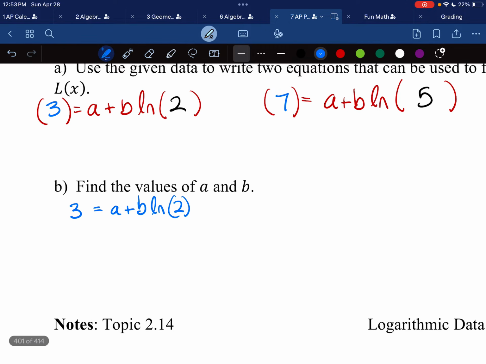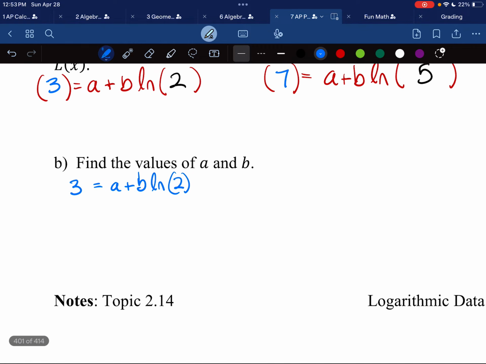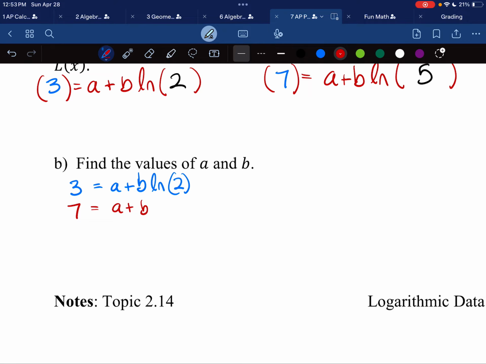And the other equation I'm going to do underneath this, we're going to call this thing, let's do it in red, sure. We'll say 7 is equal to a plus b natural log of 5. So I'm going to subtract one from the other. Kind of makes more sense to subtract a smaller number, but whatever. I'm gonna subtract this one because I wrote it second.